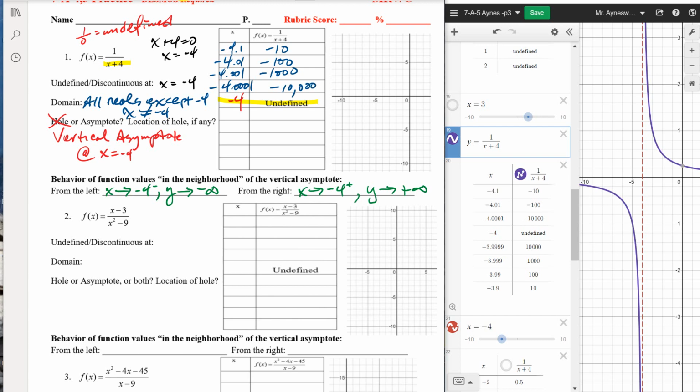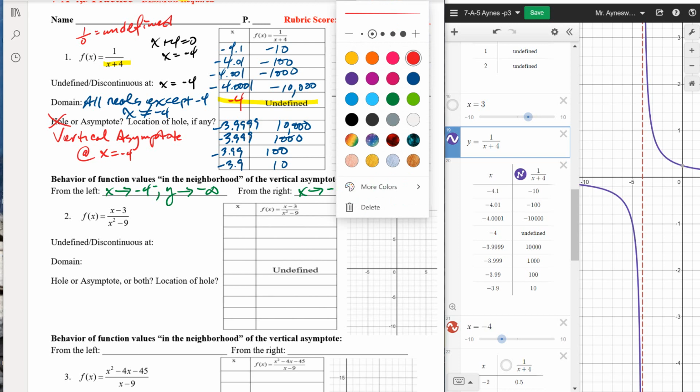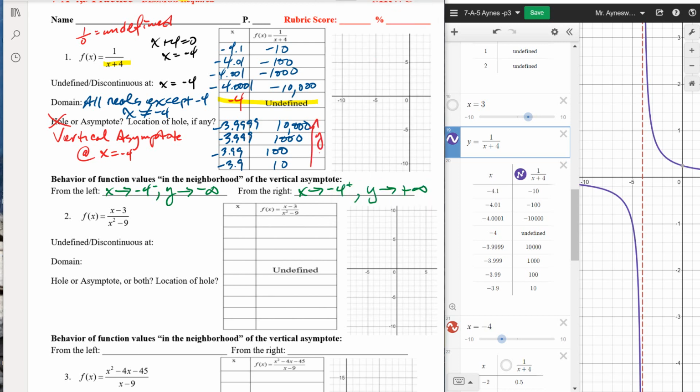Now, that's to the left side of -4. On the right side of -4, -3.9, the y value is 10. -3.99, it says right here the y value is 100. Just record your work here, guys, it's not that hard. Then you get 1,000, and then -3.9999, you get 10,000. So when you're coming in from the right side, notice that y is approaching infinity. On the left side, y is approaching -infinity.